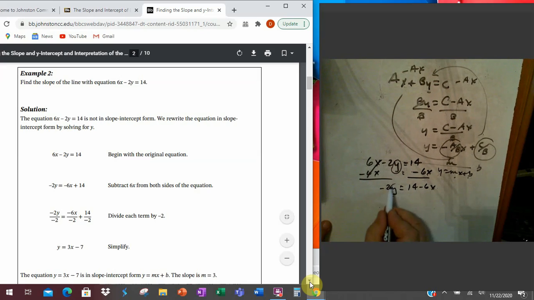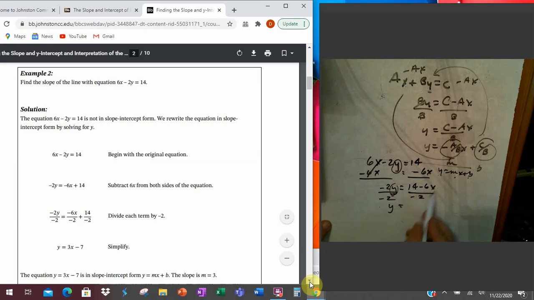And here I'm still focusing on my y. To get rid of multiplication, I don't add, I divide. And then this divides into each piece. So negative 6x divided by negative 2 would be just 3x. And the 14 divided by negative 2 is minus 7. Okay, so that is the form. This is my slope, m equal to 3, and my y-intercept is just negative 7.